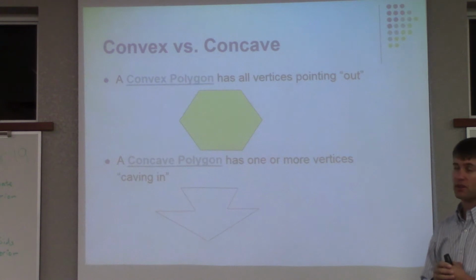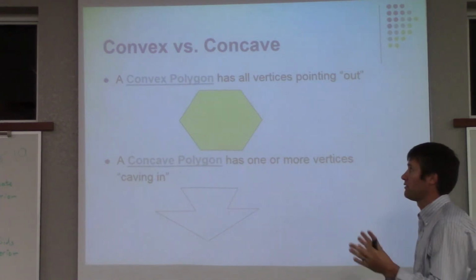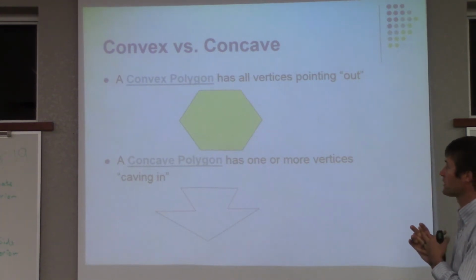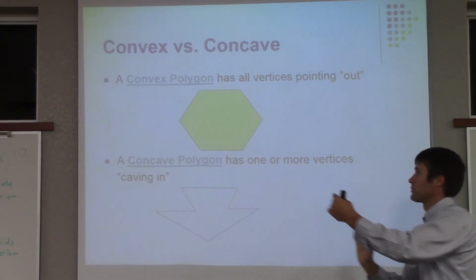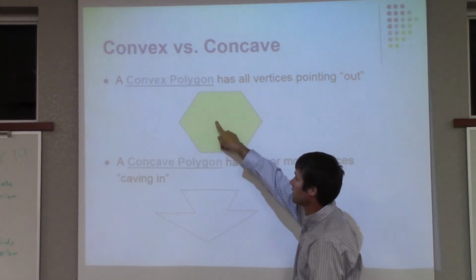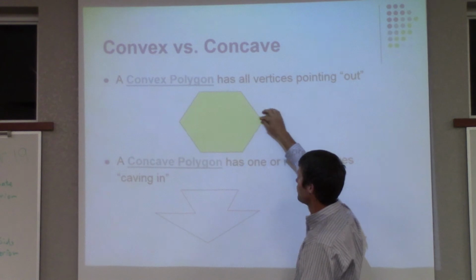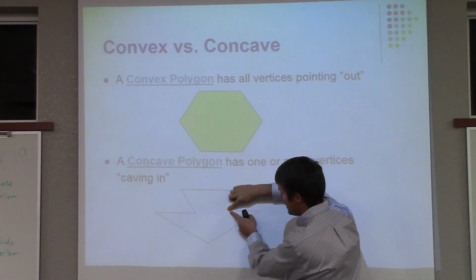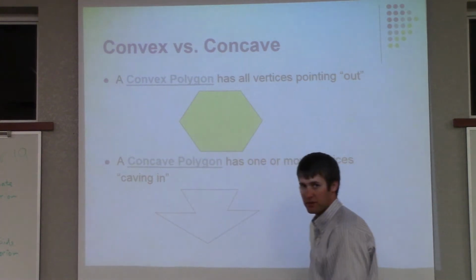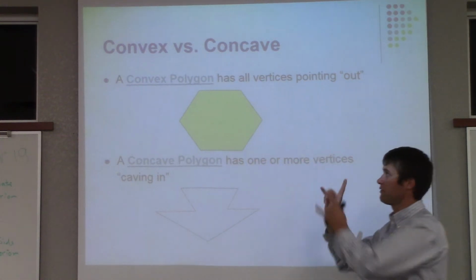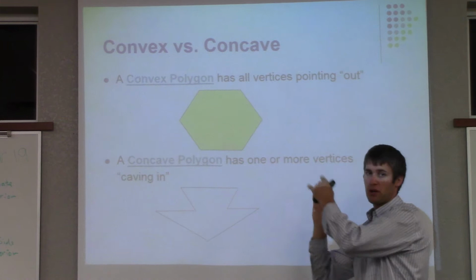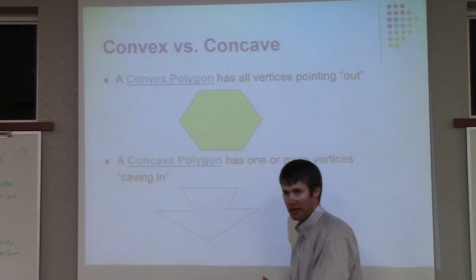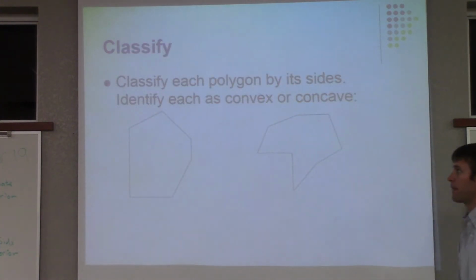Convex versus concave. In a convex polygon, all the vertices are pointing out, away from the center. If I looked at it from the center of our figure, it points away. If you look at this one, as these lines meet, they're pointing in to the center of our figure. So convex points out, concave points in. So we classify this by its sides and identify it as convex or concave.